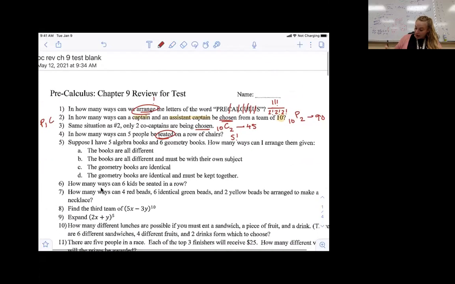All right, number 5, I had a lot of questions on this during class. So hopefully most of you got it answered during class, but I'm going to talk about it now. So I have 5 algebra books and 6 geometry books. We're arranging them. All of these situations are different. So for situation A, all of my books are different. So I've got 5 unique, special, different algebra books and 6 unique, different geometry books.